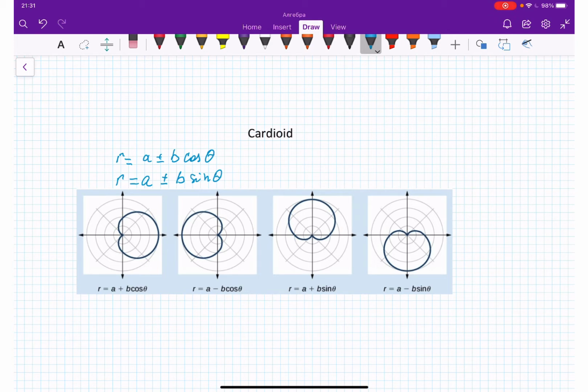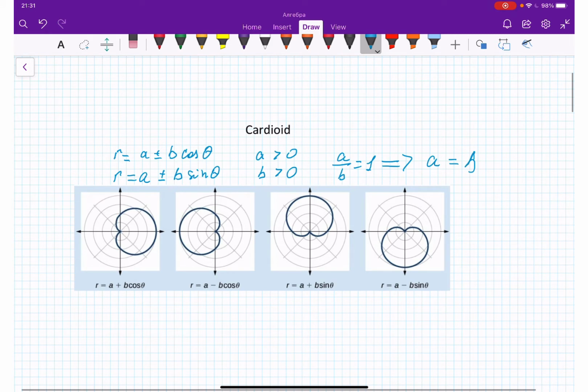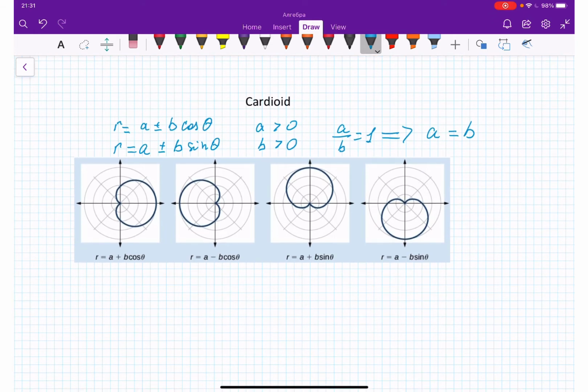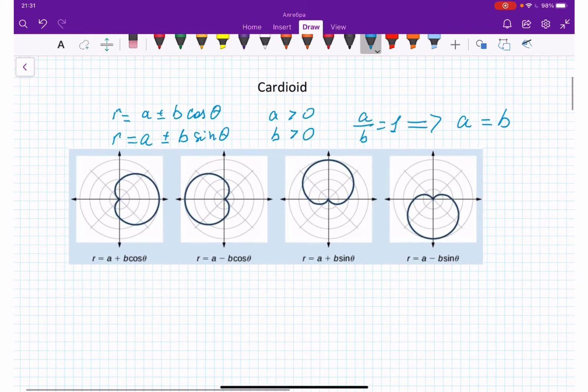And there is a condition: a has to be greater than 0, b has to be greater than 0, and the ratio between a and b is equal to 1, which means a has to be equal to b. So here we have the general graphs for a plus or minus b cosine theta and a plus or minus b sine theta.